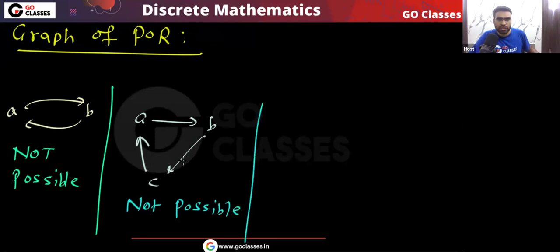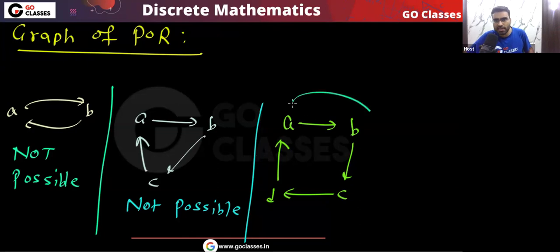Okay, similarly, you can easily check. You cannot have any cycle. If you have, for example, this type of cycle, that is also not possible. Tell me why. Let me know why this cycle is not possible. Again, very simple thing.